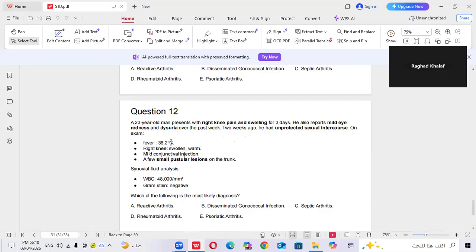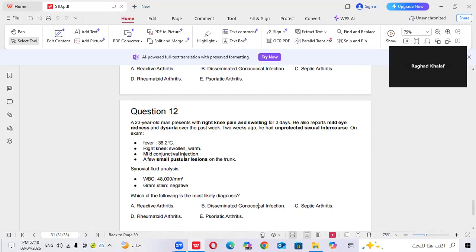Upon exam, there is a fever, there is an arthritis, there is conjunctivitis, but there's something else actually. There is a skin lesion manifested as pustular lesions on the trunk. So this changes the equation completely. When he described that he's having a pustular lesion, you have to think toward gonorrhea. You have to think toward disseminated gonococcal infection, because reactive arthritis can cause a skin manifestation, but it can't manifest as pustular lesions. So this is associated more with the disseminated gonococcal infection.